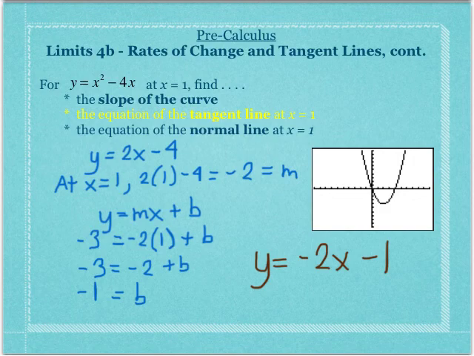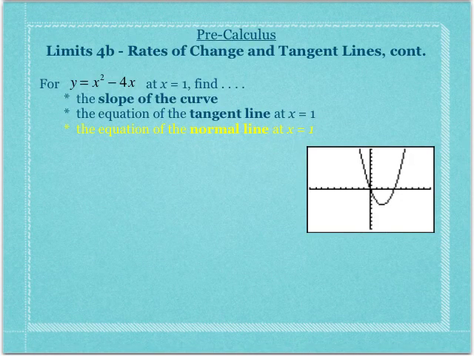Now the next slide, as you might guess, is the normal line. And so if the tangent just grazes the graph at that point, the normal line, a good way to think about that is perpendicularity. So the normal line will always be perpendicular to the tangent line at that particular point.